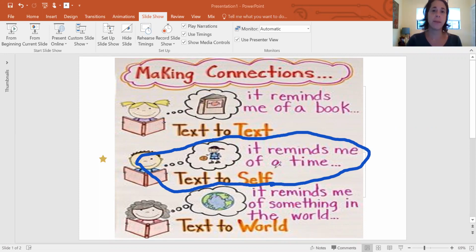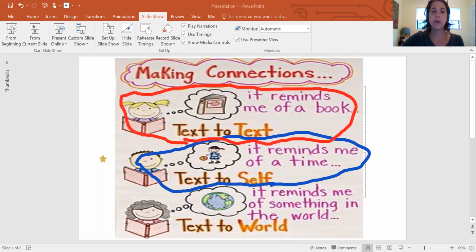Text to self, repeat with me, text to self. It reminds me of a time. It reminds me of a time when I. It's about yourself. Over here is called text to text. This one right here is called text to text.